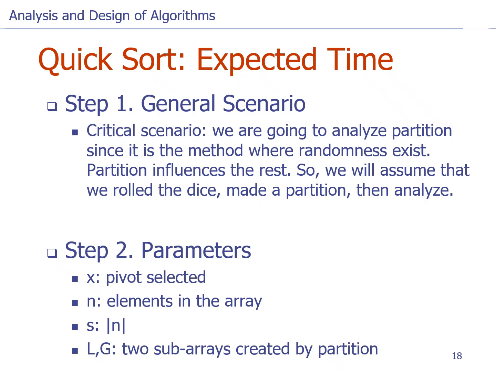So what we're basically doing all the time in quicksort is we roll a dice where we generate a random number between 0 and n minus 1. We get the index of the pivot, and then we proceed to partition the array into two sub-arrays, left of the pivot and right of the pivot.